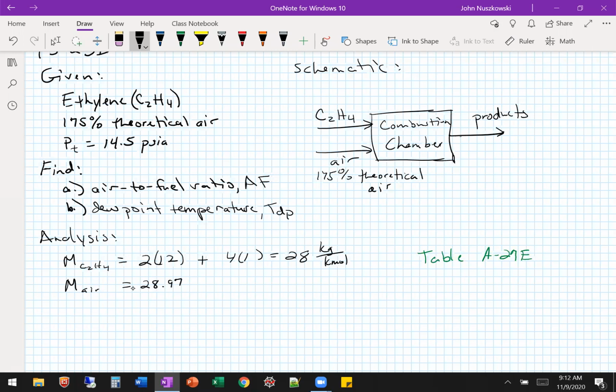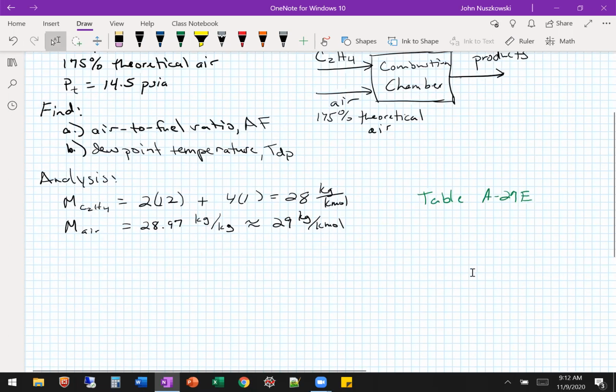So in the book it has 28.97, but again, we could approximate this as 29. Okay. All right. So we got those. Now what? And we just divide it by the U. Divide it. I mean, we don't know.